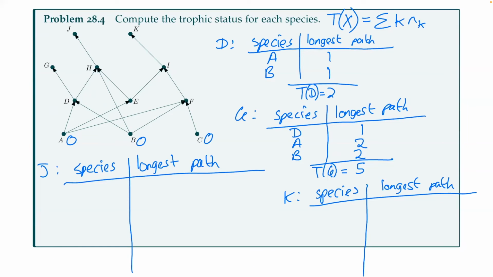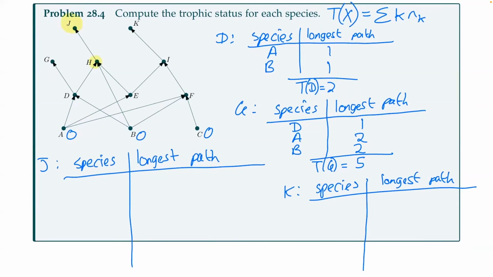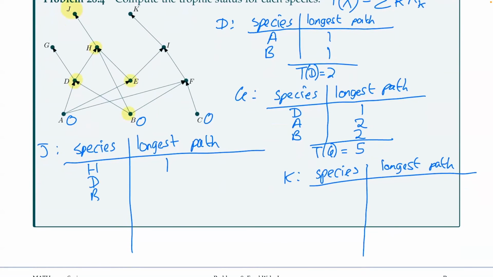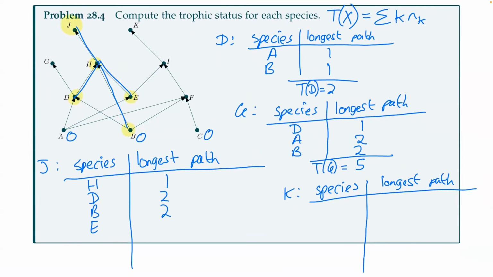Okay, let's start with species J then. Like I said, it's easiest if you work your way back from that species. So species H goes into species J and has longest path 1. Then we think about what H feeds on. So H feeds on D, B, and E. So let's just highlight those, D, B, and E. Remember, we want the longest path from each of these to J. So the longest path from D, there's only one path, so length 2. The longest path from B, again, there's only one, so of length 2, and E also length 2.